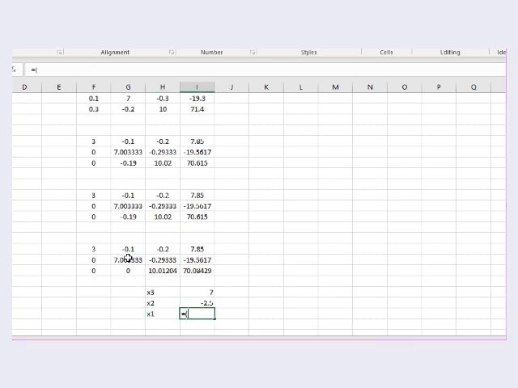x1, now since I know x2 and x3, the only unknown is x1. So x1 is 7.85 minus this multiplied by x2 minus this multiplied by x3, divided by the coefficient of x1, so it comes out to be 3. So I have my solution. x3 is 7, x2 is minus 2.5, and x1 is 3. So this is how we do the Gauss elimination method. This is called the naive Gauss elimination. This is the basic one. So this is our Gauss elimination method.